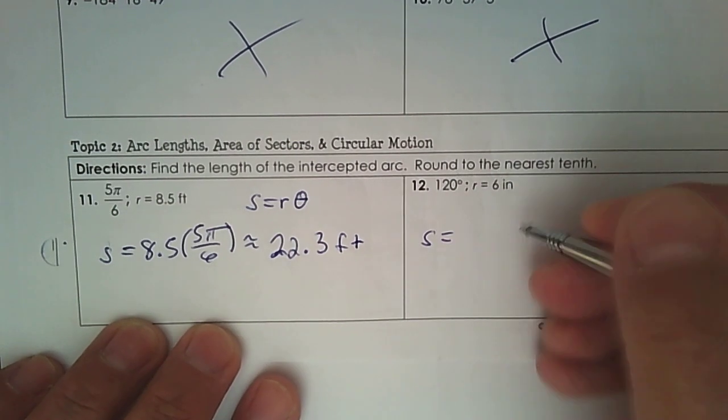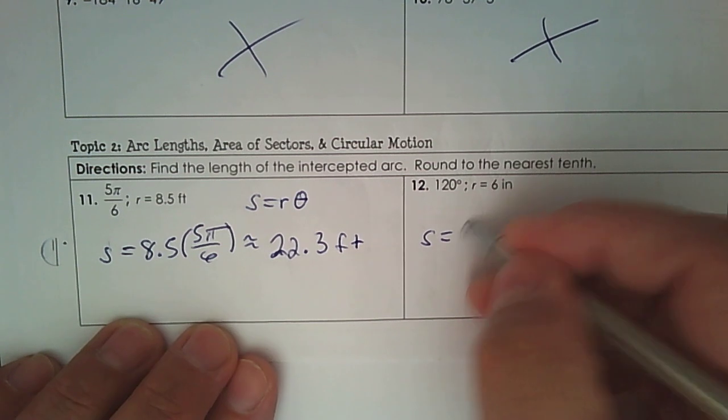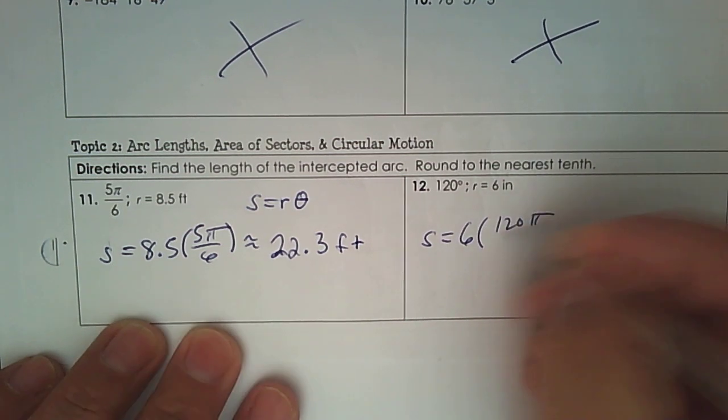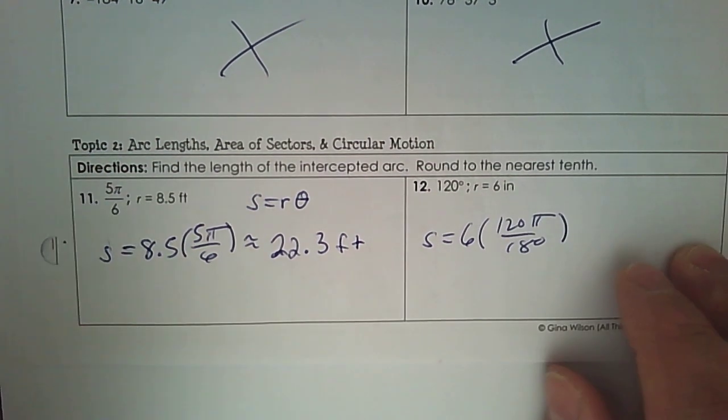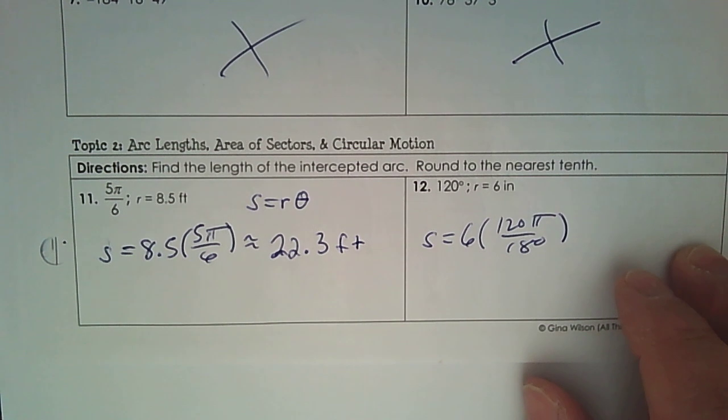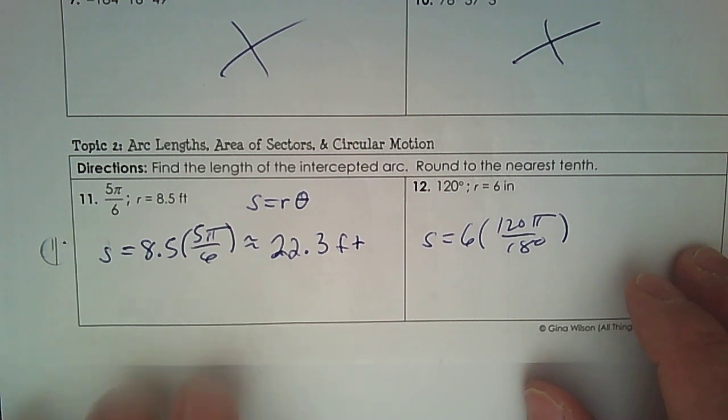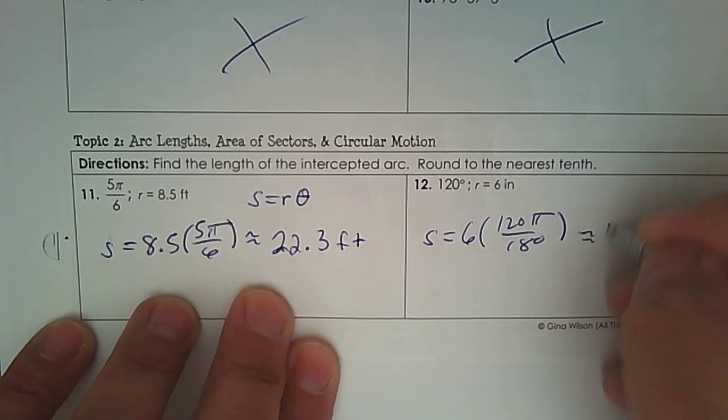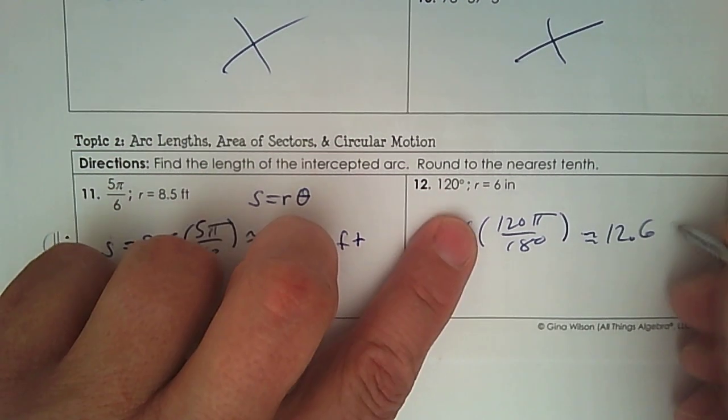Again, can you find the arc length? The radius is 6, and the angle is in degrees. So how do I change it to radians for the formula? Go pi over 180, and that's it. So 6 times 120 pi over 180, diamond enter, and I get 12.6 if I round it properly, and it's inches.